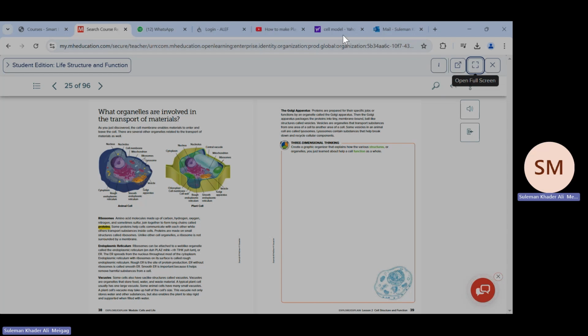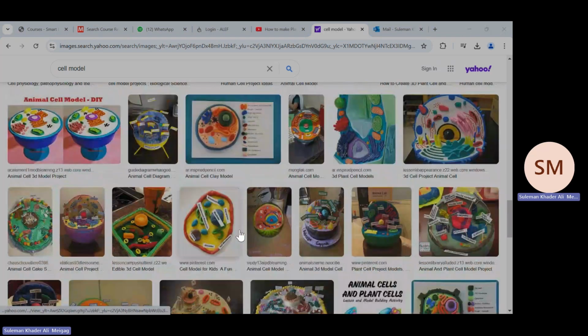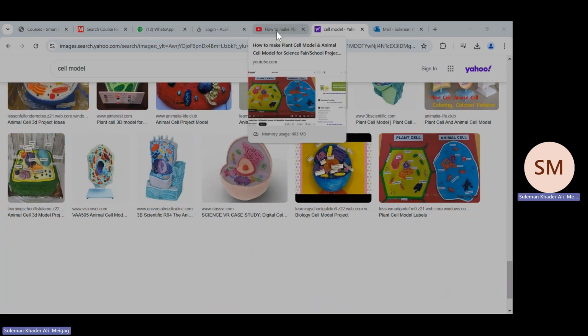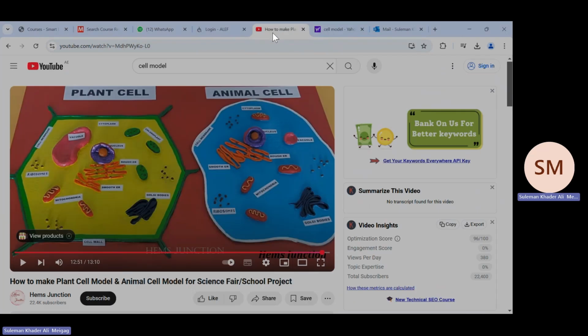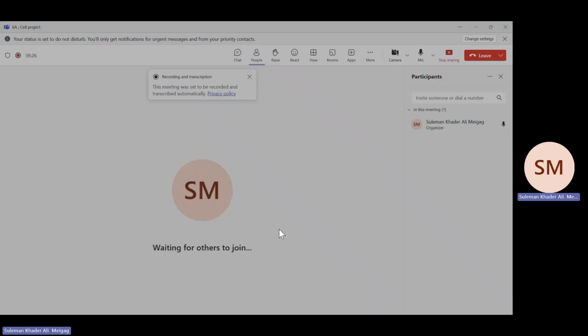You can go to Google and search about the cell. Many cell models, you will see many cell models, more and more cell models. Okay, and also use ChatGPT, use YouTube. Okay, there are many sources of information. Okay, so you will be able to complete the project.